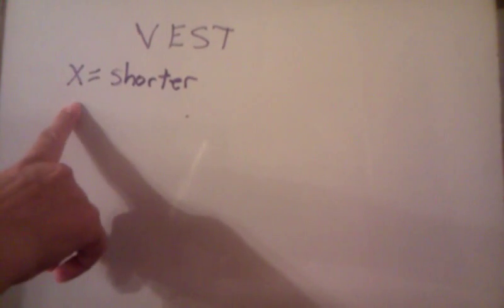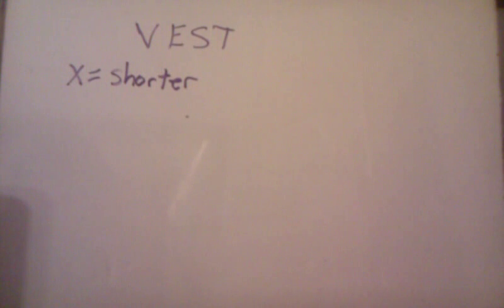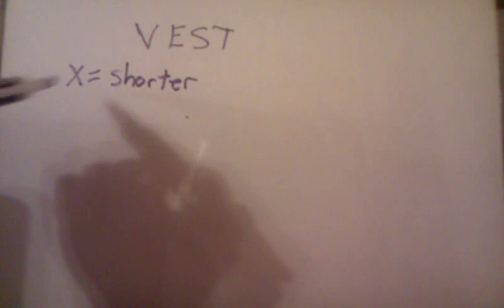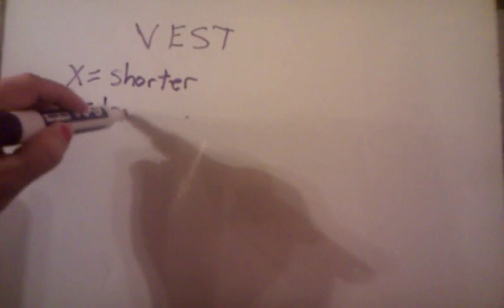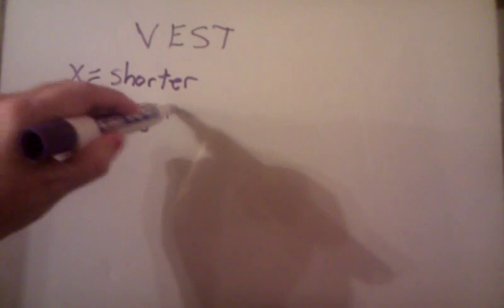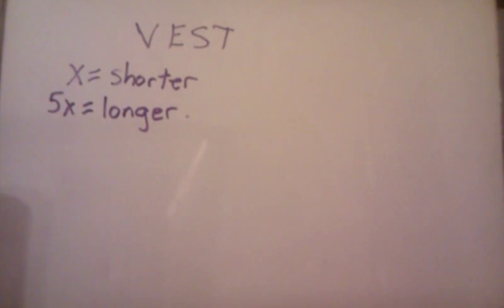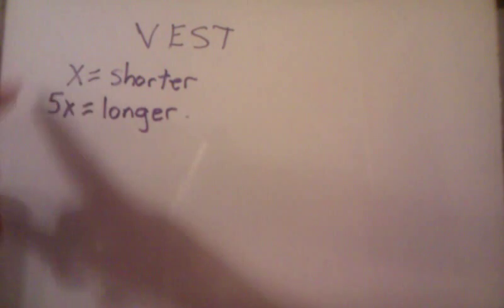Now if X is the shorter piece, what is the longer piece? It says the longer piece is 5 times the shorter piece. Okay, 5 times. So I need 5 times that, 5x, and this is the longer piece. Okay, did you get that far? What are the lengths of the 2 pieces? We'll start from the beginning. A board is 60 inches long. So what does that tell me? I cut it in 2 pieces. This is the shorter piece, this is the longer piece.